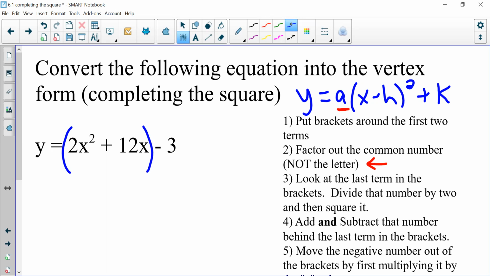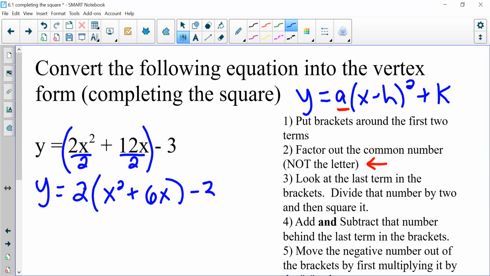So I'm just going to look at here. I am going to take out this a value of 2, and I'm going to divide it out of both of these terms. So divide out the a value. So when I divide 2 out of the first term, I end up with just x squared. 2 divided by 2 is 1. And when I divide 2 out of the second term, 12 divided by 2 is 6. So I've reduced that by a factor of 2.